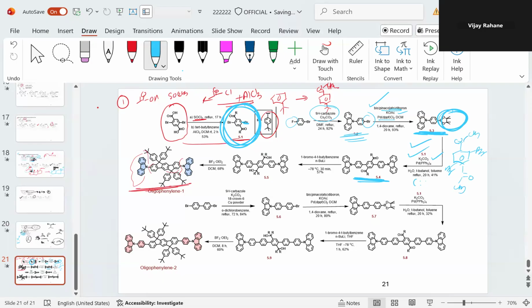So I got this intermediate. Then I treated this intermediate with bromobenzene and butyl lithium. Basically, if I have this bromobenzene, here the tert-butyl substituted one, bromo plus butyl lithium, what happens? It will convert into the phenyl lithium, right?